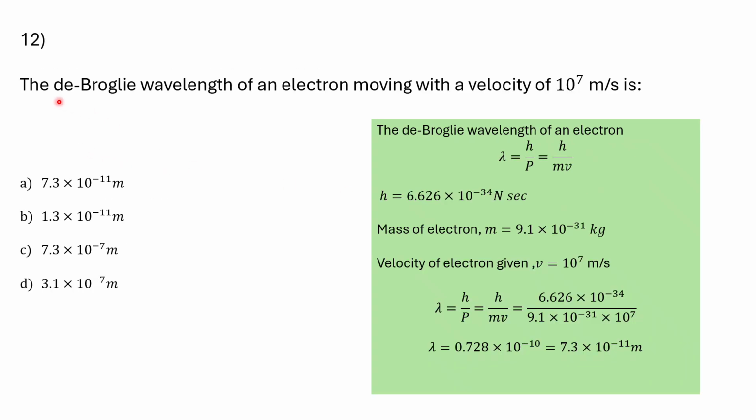Then the de Broglie wavelength of an electron moving with a velocity of 10 to the power 7 meter per second is. हमें निकालनी है de Broglie wavelength किसकी, इलेक्ट्रॉन की. That means we know the velocity given at 10 to the power 7 meter per second. We know that the formula is lambda equals h by p. Here p is the momentum and can be written as mv. So h by mv. H we know the value, m for electron we know, velocity is given 10 to the power 7.